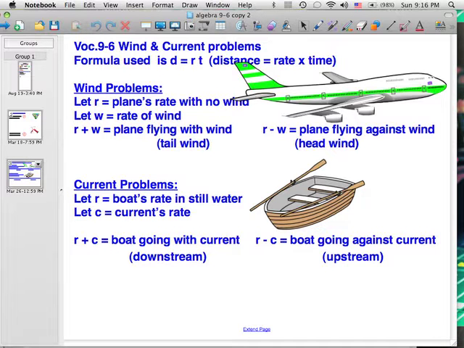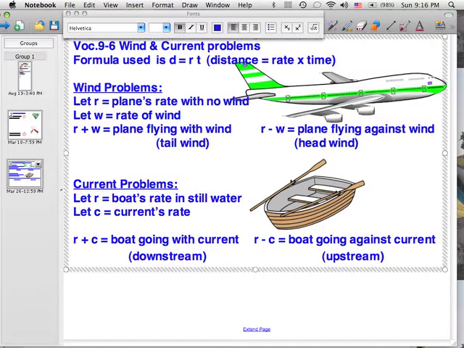R plus W will be the plane flying with the wind. That would be a tailwind. R minus W would be the plane flying against the wind, a headwind. In the current problems, R will be the boat's rate in still water. C will be the current's rate. R plus C would be the boat going with the current or downstream, and R minus C would be the boat going against the current, upstream.